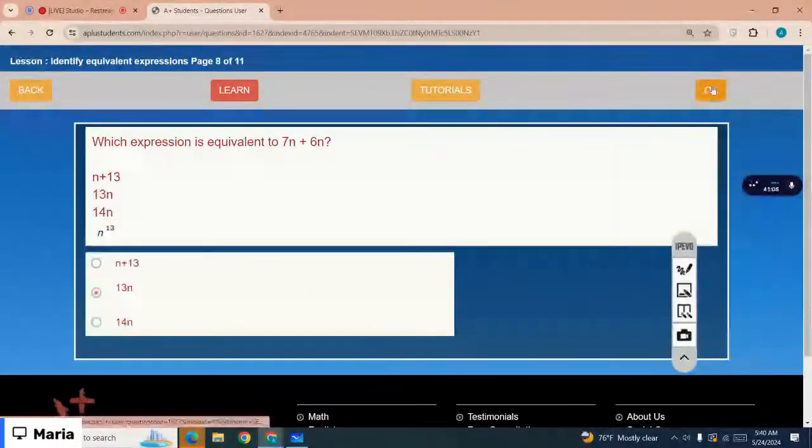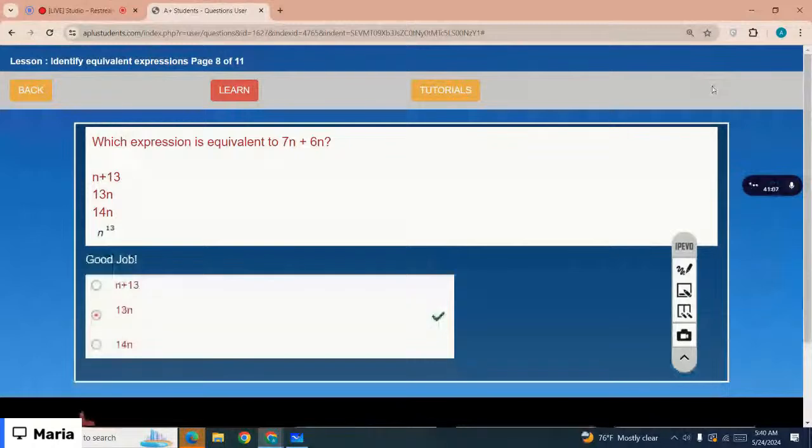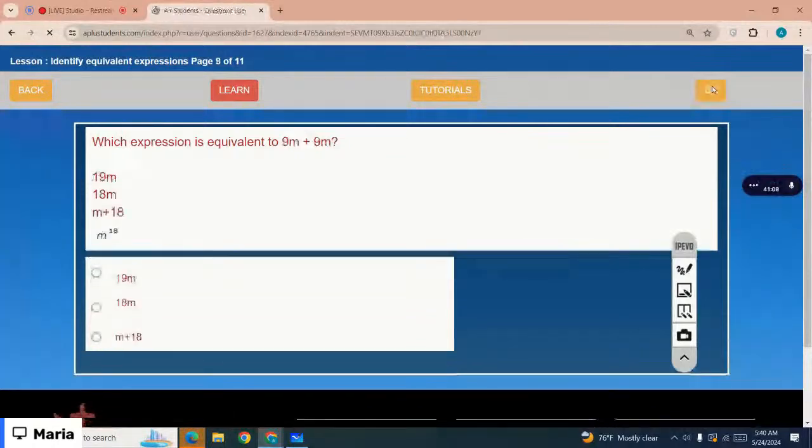Okay, the next one is, which expression is equivalent to 9m plus 9m? So which is the correct option? 9 plus 9 is 18. So that is 18m. The correct option is 18m.